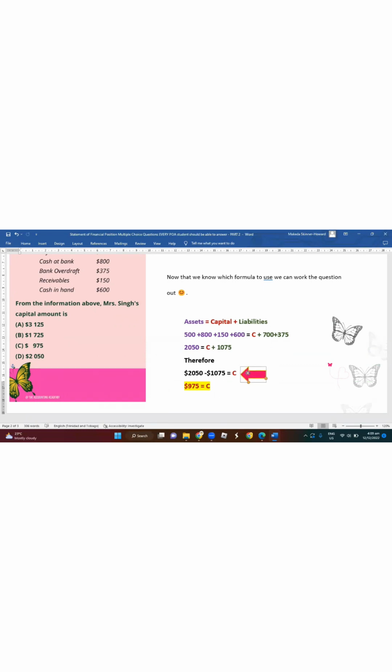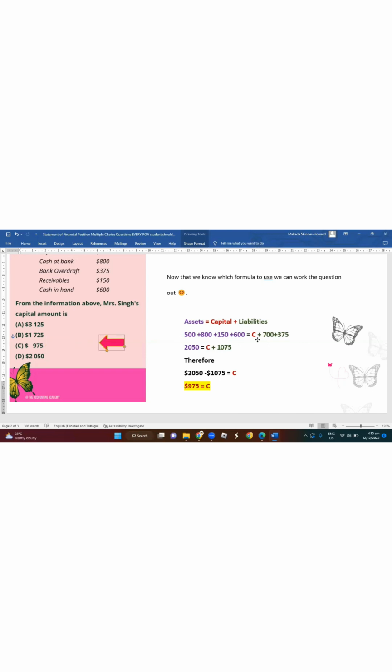Please make sure you know how to make something the subject of the formula. That is going to come in very handy in POA. Now we have the numbers on one side. We have the letter, which is C by itself. And you work that down, you would get your answer is 975. All right, so instead of learning three different formulas, you can use the main formula, put in what you have, and then solve for the unknown, which in this case was the capital. So your answer is going to be C.